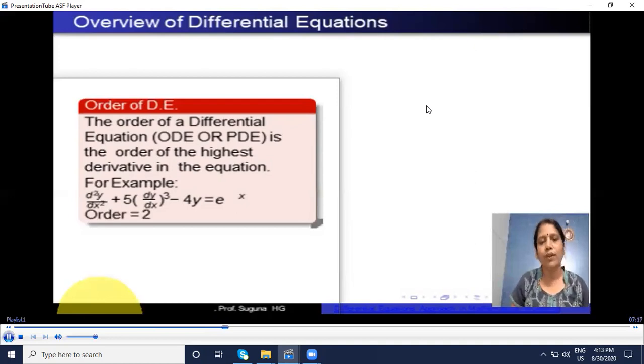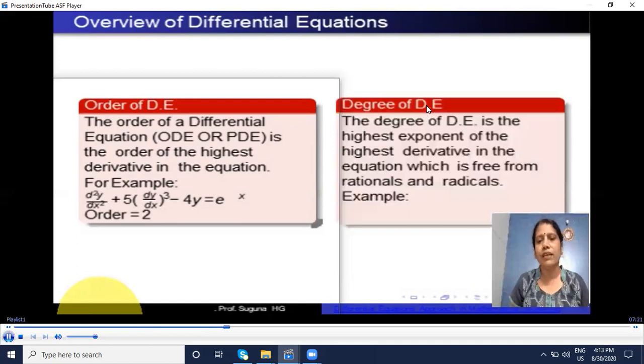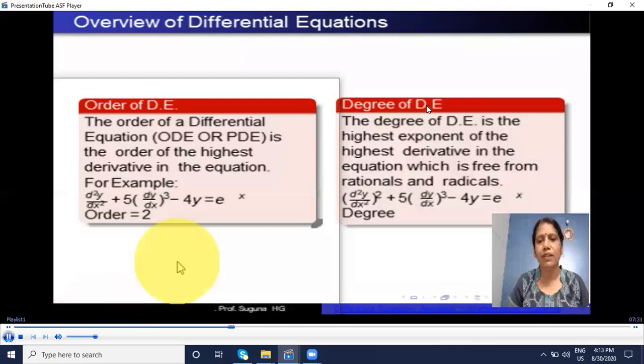Then coming to the degree of these equations, the degree of a differential equation is the highest exponent of the highest derivative in the equation, free from radicals. For example, in this equation, the highest derivative is d square y by dx square and its exponent, that is its power, is 2. Therefore, the degree of this equation is also 2. Here dy by dx is the lower derivative, but the highest derivative is d square y by dx square. Therefore, the degree of this is also equal to 2.